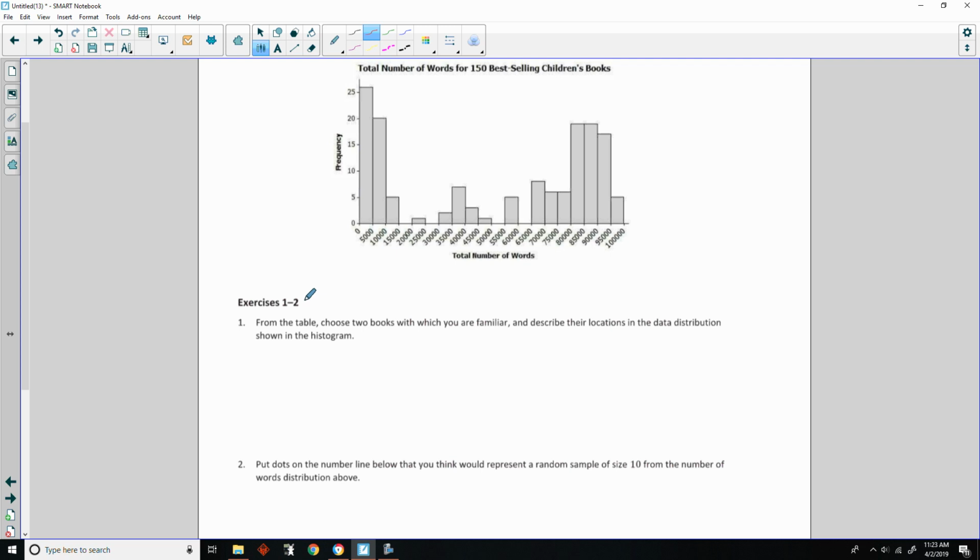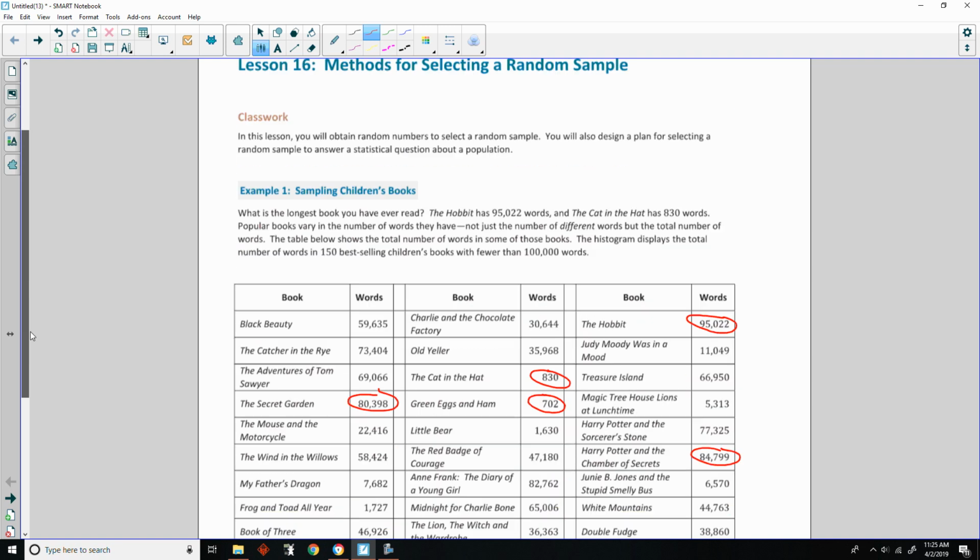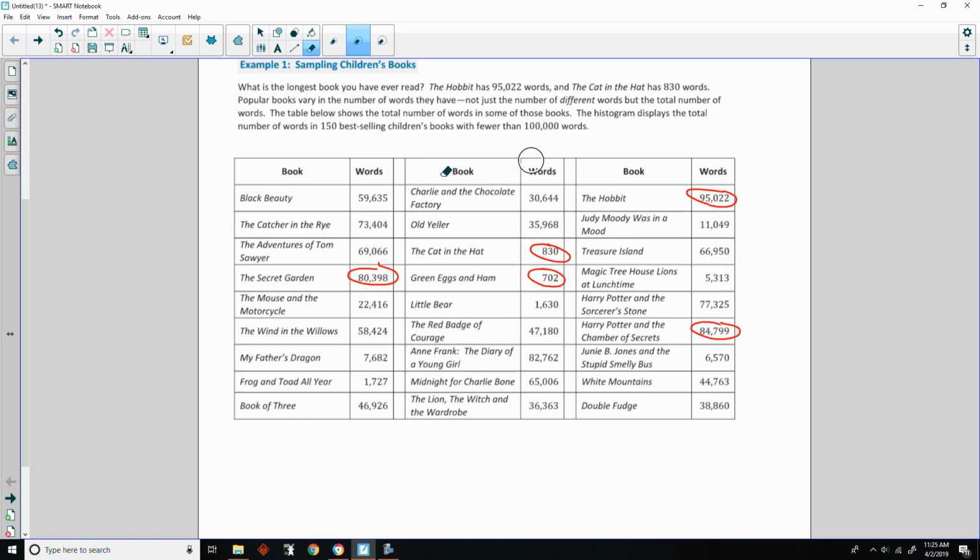So exercise 1 and 2 are just that, they're exercises. So pause the video, see if you can do them, and then come back and see how you did. Okay, so these answers are going to vary because it says from the table choose 2 books which you are familiar with. So you might be familiar with books that I haven't read, and I may be familiar with books that you haven't read. So I'm going to go back and look to see which ones I am familiar with.